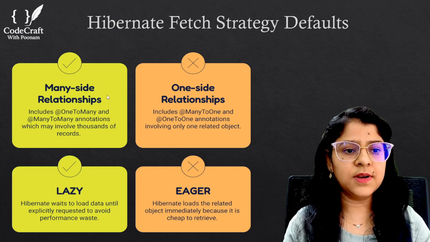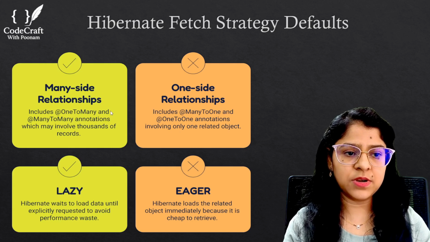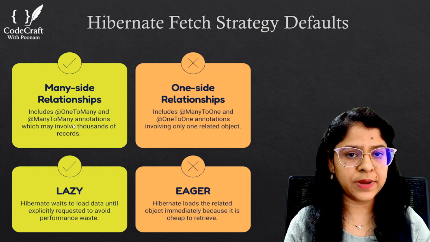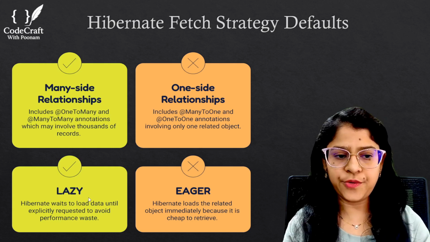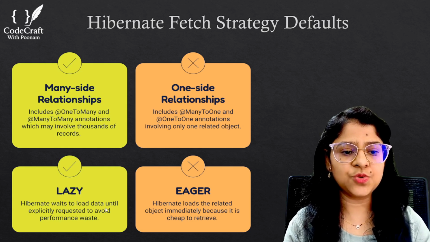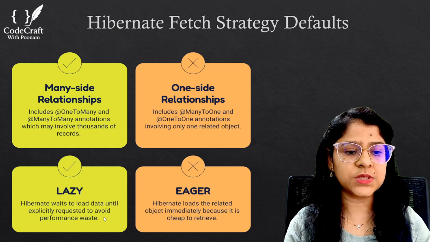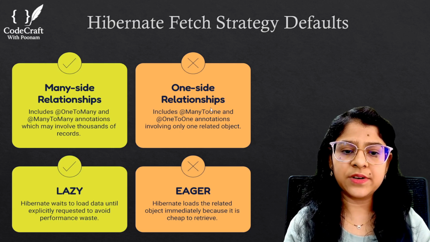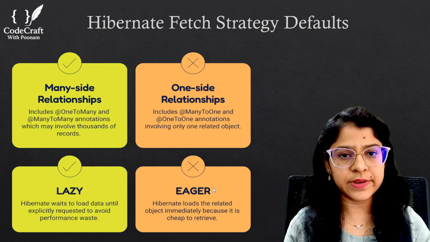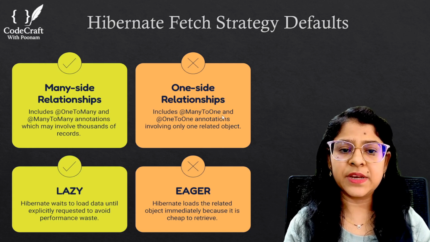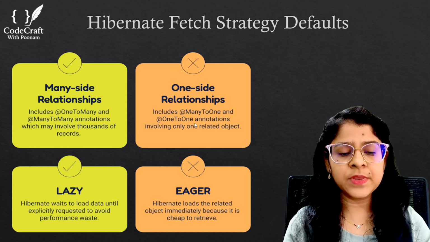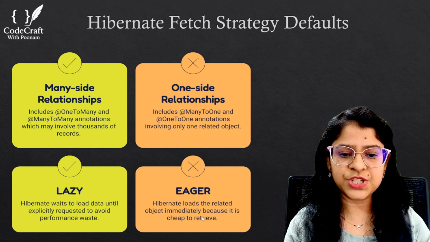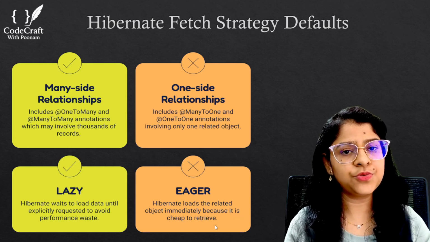Here the many side relationships, that is @OneToMany and @ManyToMany, use lazy loading. What it means is Hibernate waits to load data until explicitly requested to avoid performance waste. Whereas the one side relationships, @ManyToOne and @OneToOne, use eager loading. Eager here means that Hibernate loads the related object immediately because it is cheap to retrieve.